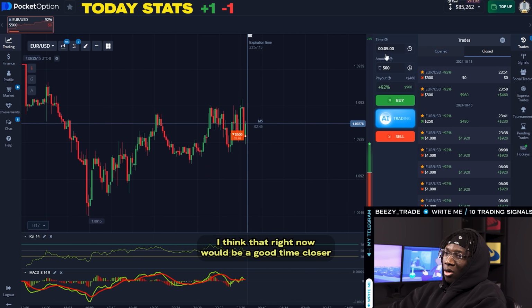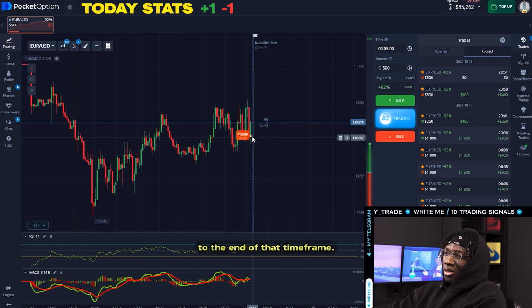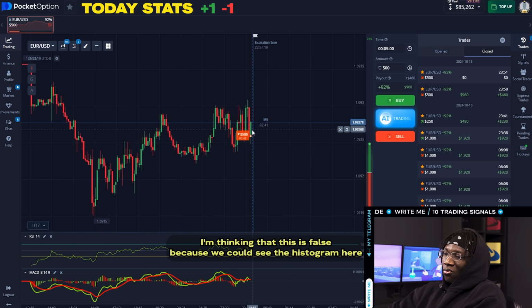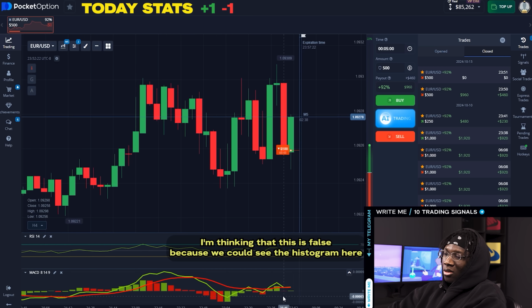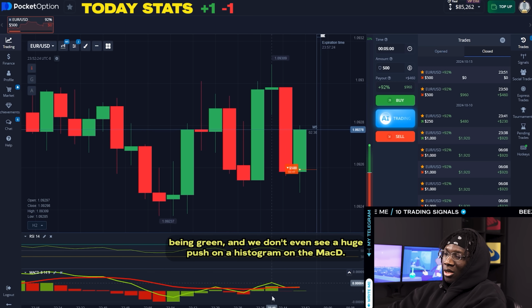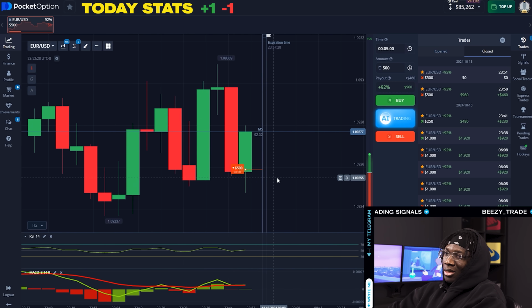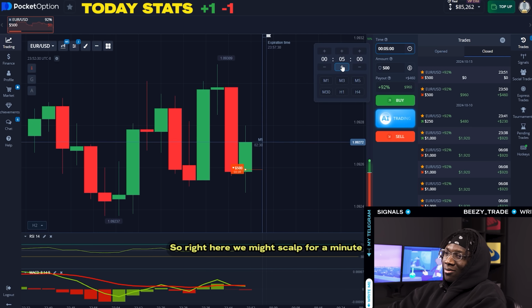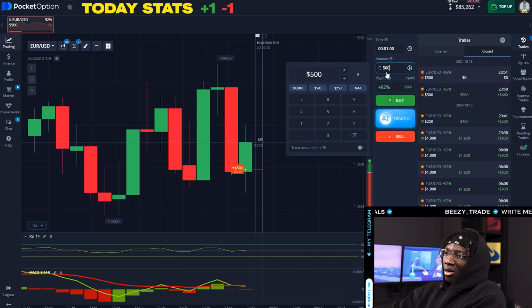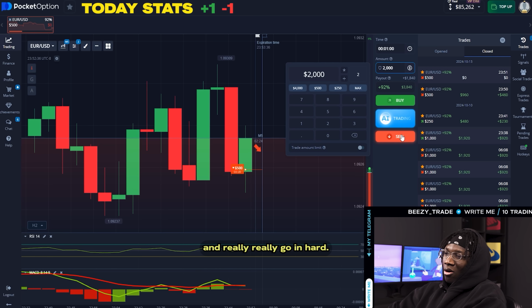I think that right now will be a good time, closer to the end of that time frame. I'm thinking that this is a false move, because we can see the histogram here being green, and we don't even see a huge push on the histogram on the MACD. So right here, we might scalp for a minute and really go in hard. Looking for a good point.